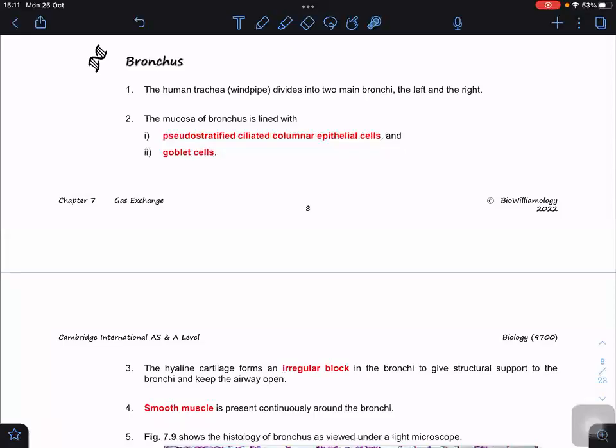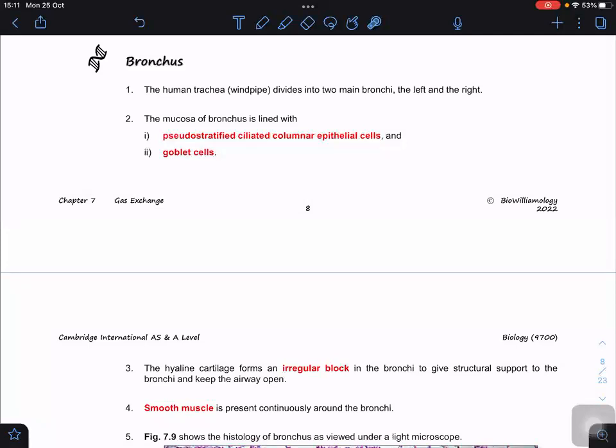So when the air enters the trachea, it has the choice to enter either the right lung or the left lung. It depends on which bronchus it enters. If it enters the right bronchus, it goes into the right lung, and vice versa, it enters the left lung through the left bronchus. So we have a pair of bronchi.